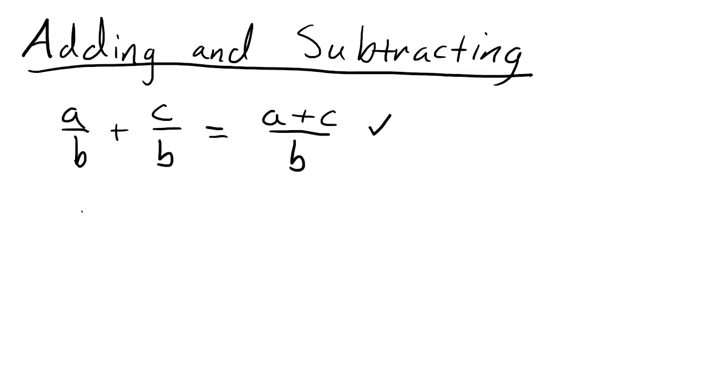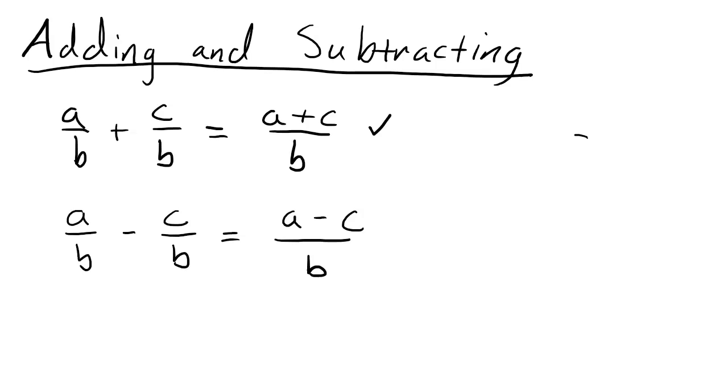Similarly, we're going to have the same thing when we subtract. a over b minus c over b is going to go to a minus c. We're subtracting the numerators and leaving the denominator the same. This might be confusing. You might wonder why.